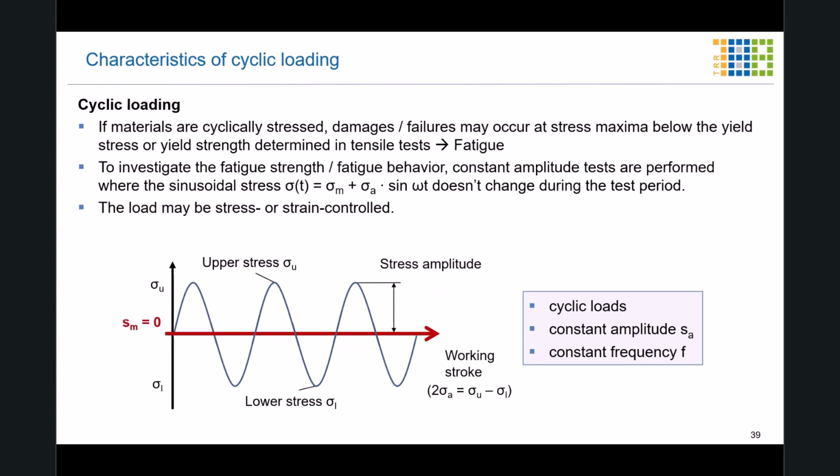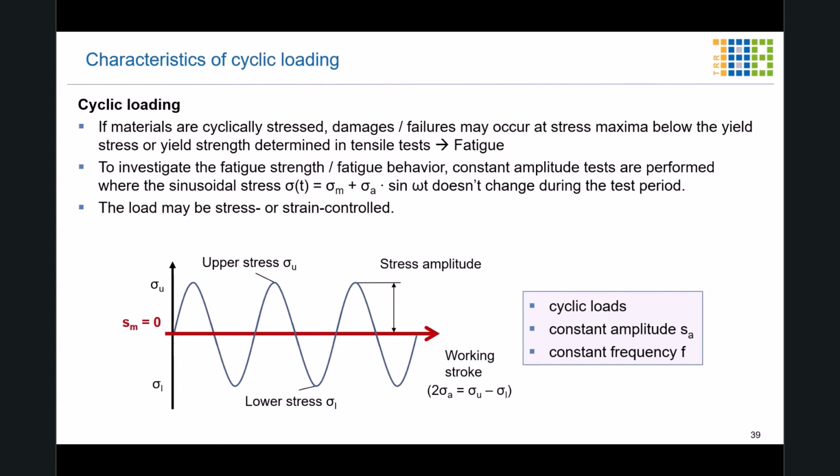Conventionally, or oftentimes, constant amplitude tests, where the type of stress can have different forms, like triangular or sinusoidal, which are fixed in advance of the test, are used. In this example, I will show you a sinusoidal load case that is stress controlled. The total stress is made up of the mean stress and the stress amplitude. This stress is applied repeatedly until it breaks or a specific termination criterion is reached. The stress amplitude, mean stress, and test frequency remain constant throughout the whole test.